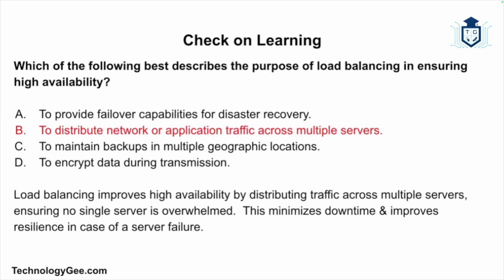And the correct answer is it is to distribute network or application traffic across multiple servers. So load balancing, this improves high availability by distributing traffic across multiple servers, ensuring no single server is overwhelmed. And this minimizes downtime and improves resilience in case of a server failure.